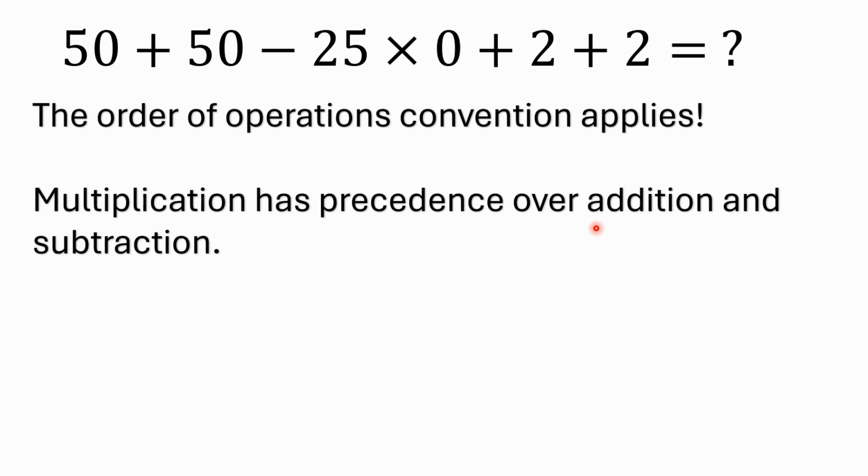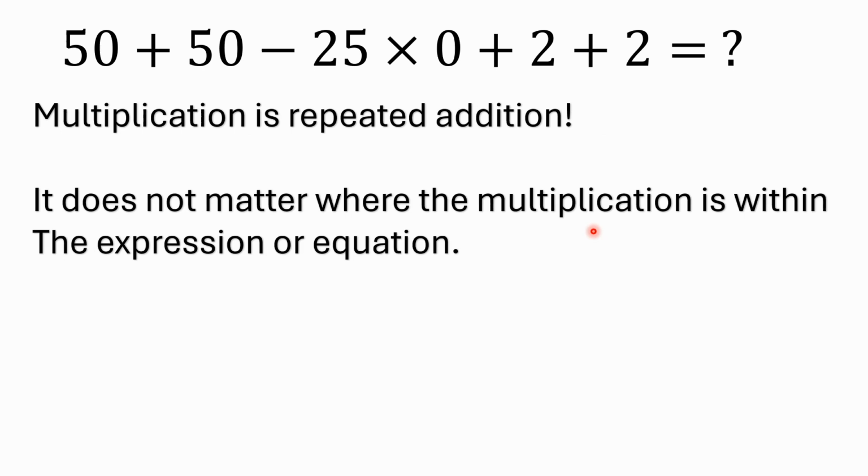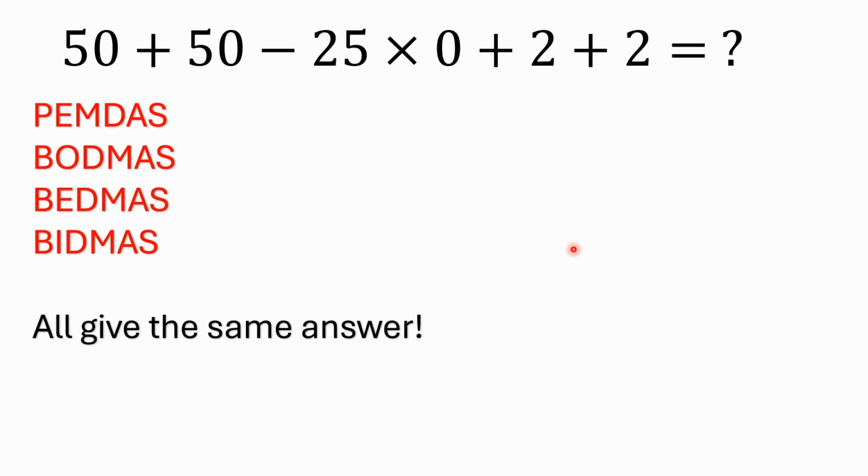If you have only addition and subtraction, it's no big deal because addition and subtraction have equal precedence. It would never matter what order you add or subtract the numbers, but when you throw multiplication or even division in, that's when you've really got to remember your order of operations. Multiplication has precedence over addition and subtraction, and like I've said before, multiplication is repeated addition. It doesn't matter where the multiplication shows up within the expression or equation, it's always solved first.